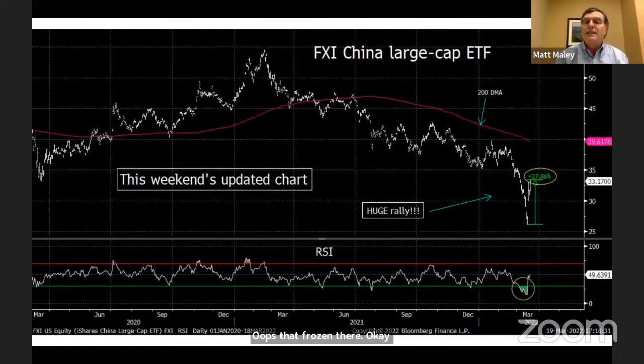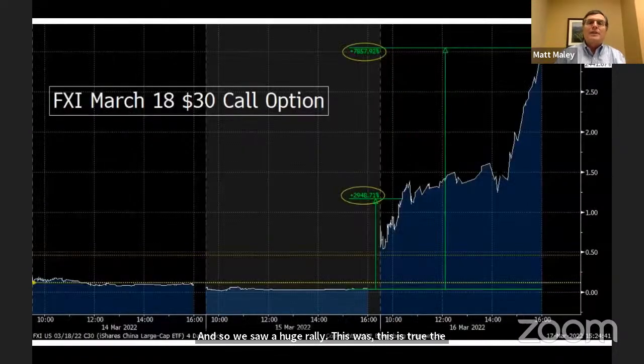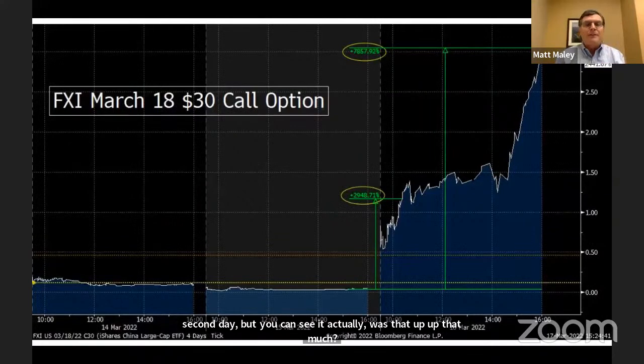Sure enough, the next day, huge rally. Their market rallies 27% in a day. It's like the Dow Jones Industrial Average jumping 27%. And so we saw that huge rally. This is true the second day, but you can see it actually was up that much the next day as well. And this is what we had done on the 15th.